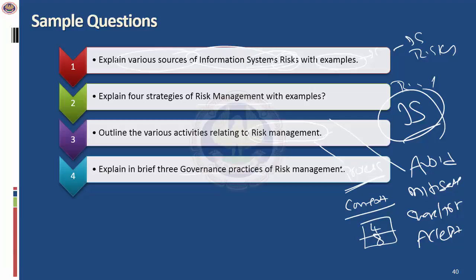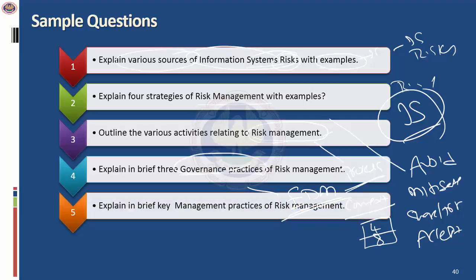Explain the 3 governance practices. This we just covered. You know the 3 governance practices. Remember EDM, which is evaluate, direct, and monitor. Explain briefly the management practices. Now remember, this chapter is all about governance and management. Governance is what is done by the board of directors. Management is what is done by the operational management. So if you remember, just a few minutes back, we discussed this. You collect the data, and then we have the different steps. I'll not get into this detail because I've just explained this.